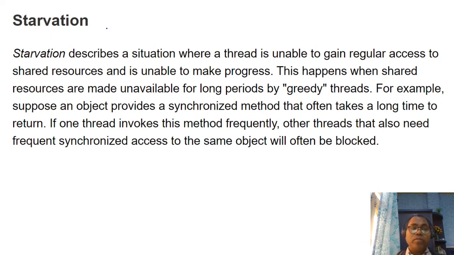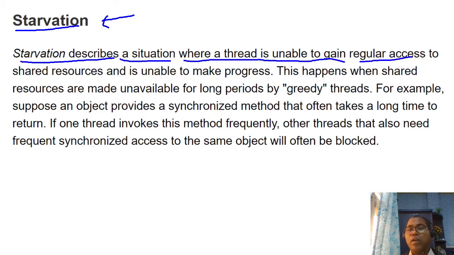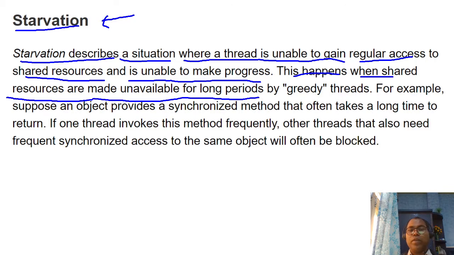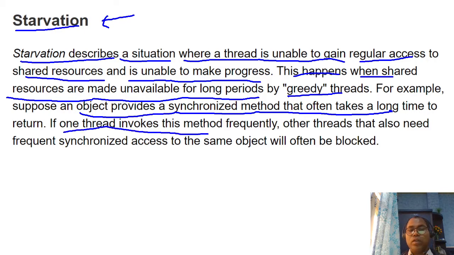Second problem, you have to know about starvation. Starvation describes a situation where a thread is unable to gain regular access to shared resources and is unable to make progress. This happens when shared resources are made unavailable for long periods by greedy threads. For example, suppose an object provides a synchronized method that often takes a long time to return. If one thread invokes this method frequently, other threads that also need frequent access to the same object will be blocked.